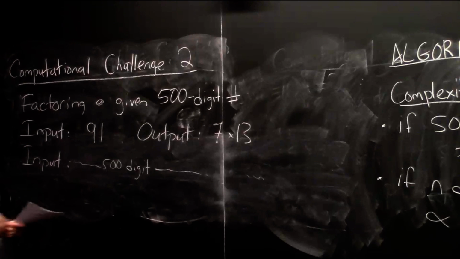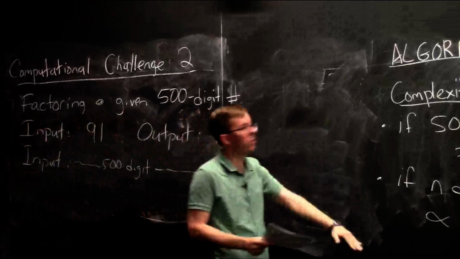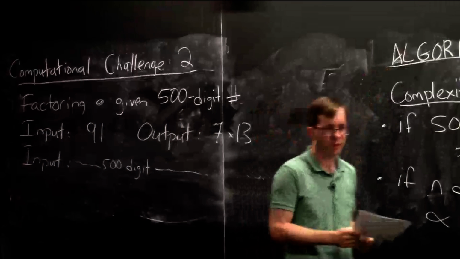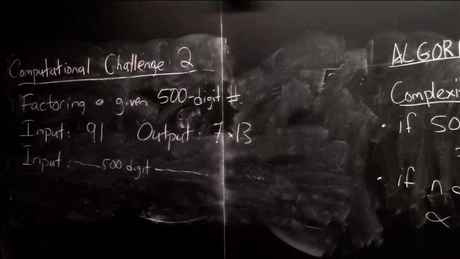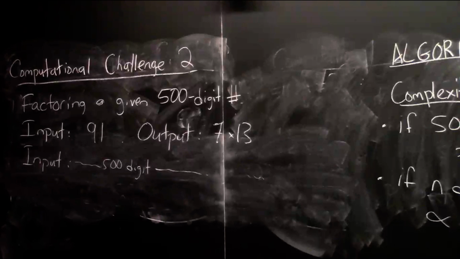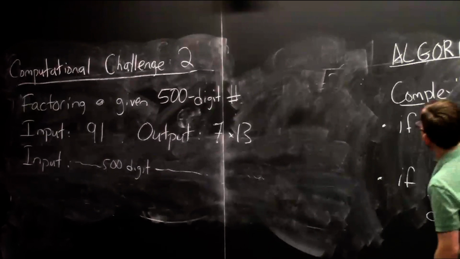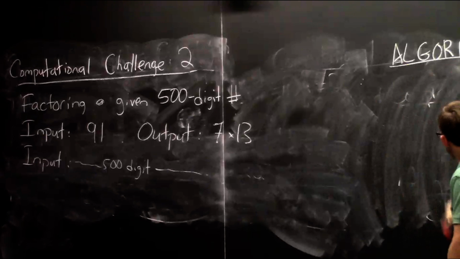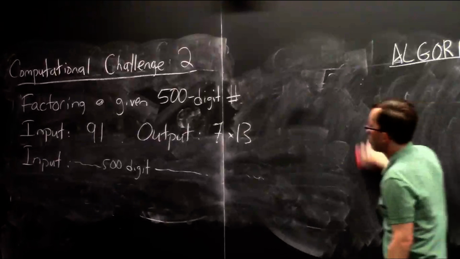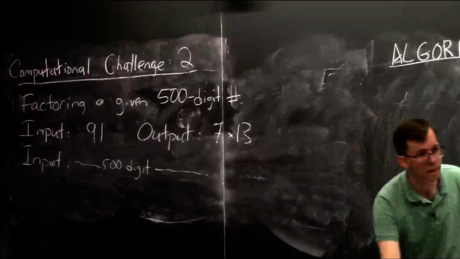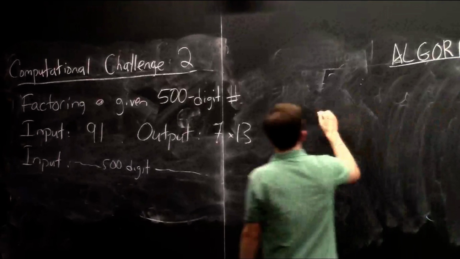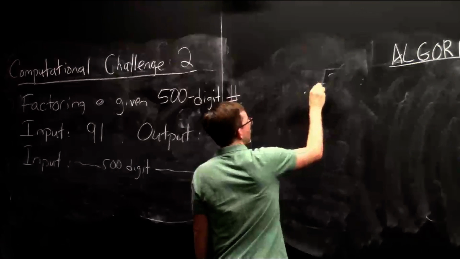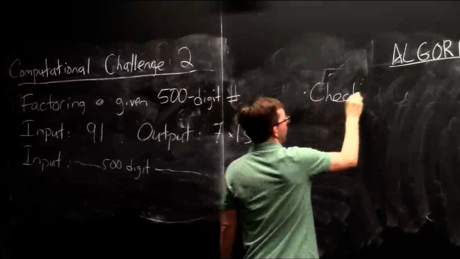Well, we can repeat the same thing we did before, right? What's an algorithm for doing this? We can recall the algorithm that we learned in 3rd grade, or maybe 4th grade, 5th grade, some low grade. When they teach you how to find the factors of 91, what do they tell you to do? Well, you first check if it's divisible by 2.